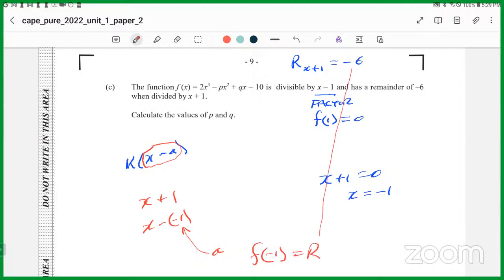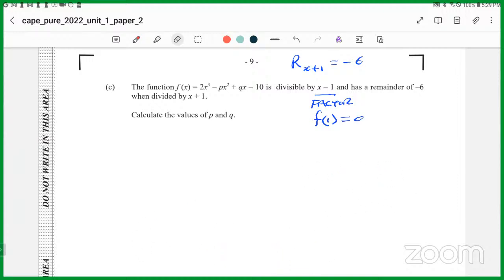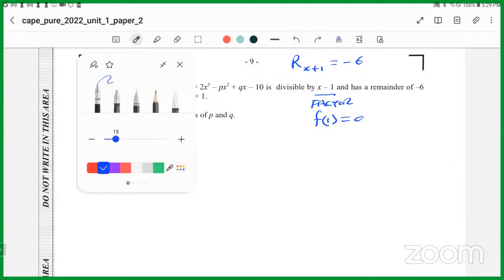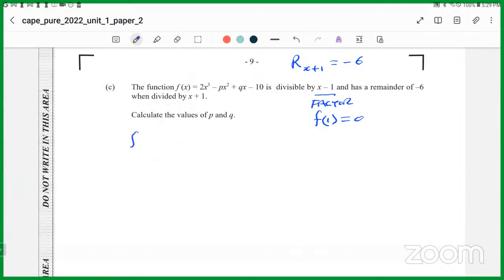In this case, the remainder is -6. That's what the question said. These questions are typical. What's going to happen is that for this one, we're going to put that f of -1 is equal to -6, and then we have this one. Those two are going to produce two equations for us. Because there are two unknowns, we're going to solve those two equations simultaneously to find the two unknowns. This is on a pure maths exam paper now, and you can get a similar question, almost exactly like this, on an ADMATs paper.